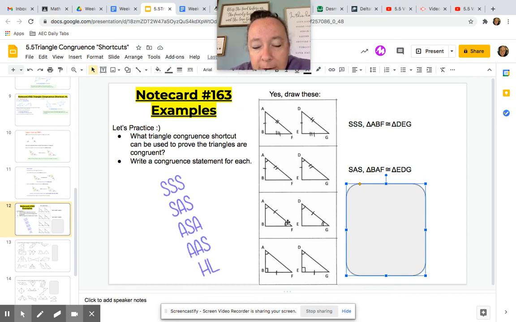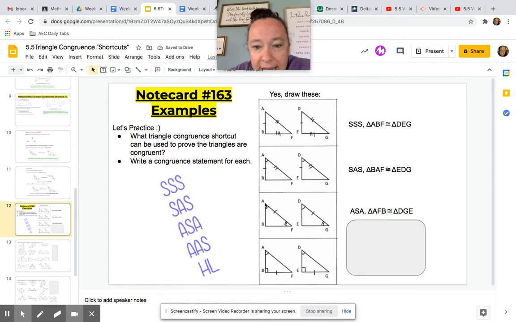All right, the third one down. Look, I have an included side. I've got 1 arc on an angle, 1 tick mark on a side, 2 arcs on an angle with an included side. So let's see, that would be angle, side, angle. And then I just went AFB. So 1 arc, 1 tick mark through the 2 arcs and over. So that would be DGE.